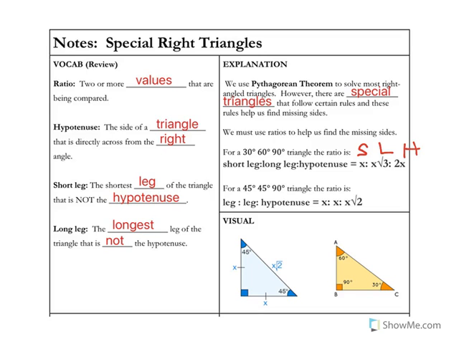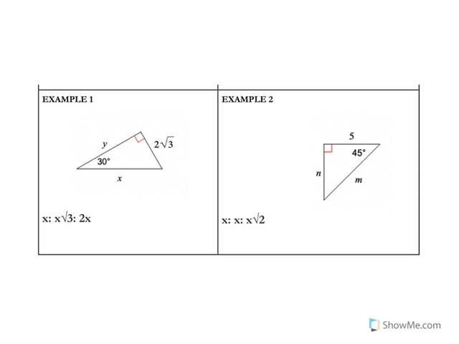So short, long, hypotenuse. And then for the 45, 45, 90, you know what? We're going to come back to that. Let's look at an example with a 30, 60, 90. Short, long, hypotenuse. Let's go to the next page. All right, so this is a 30, 60, 90, example 1. So this is the short, this is the long, and this is the hypotenuse.